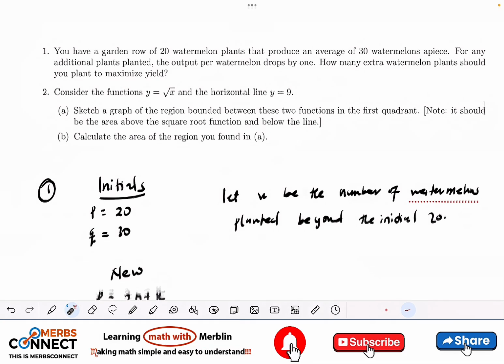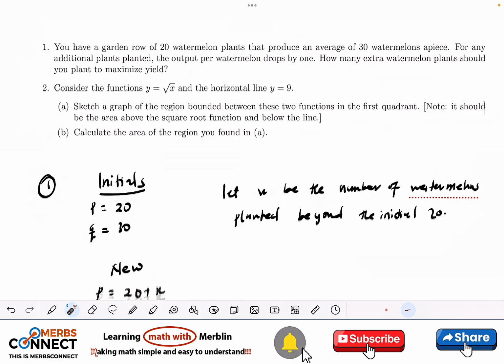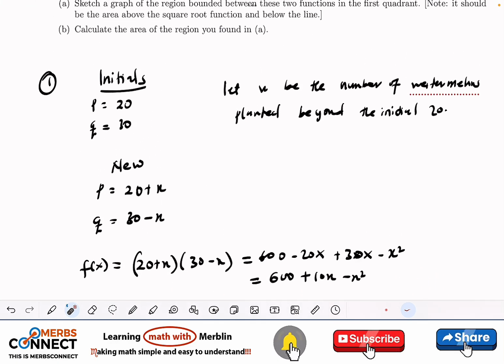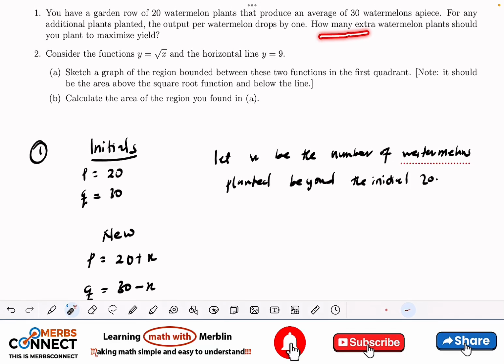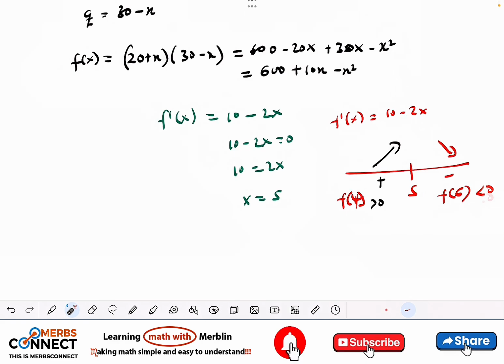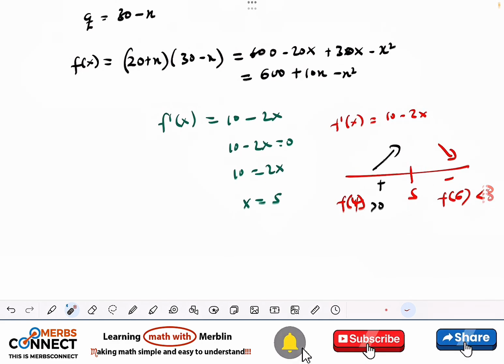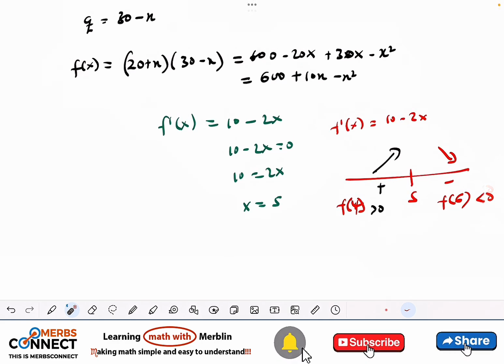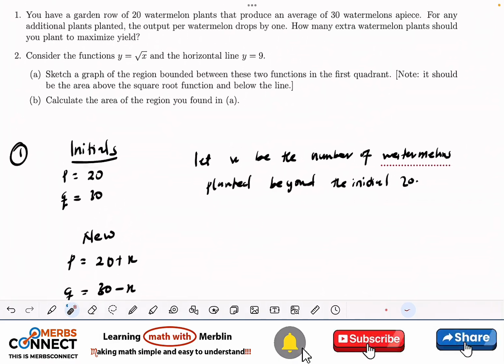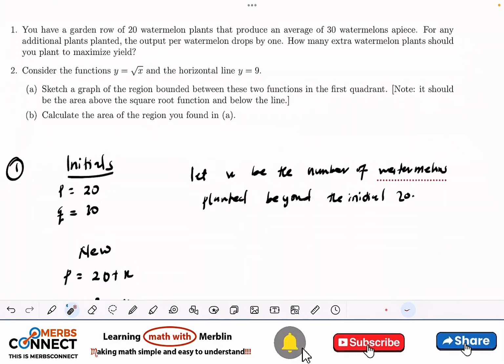But here we want to know how many extra watermelon plants should be planted to maximize yield. When x is 5, we get an extra 5. So we need to plant 5 more so that we can maximize that. This one did not ask us for the dimension. If it was the dimension, then we would need to plug it in also.